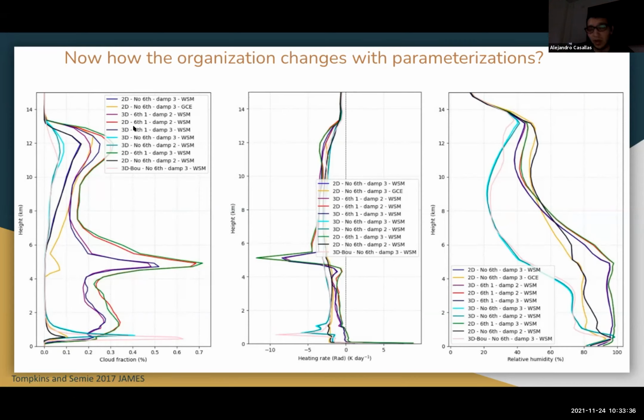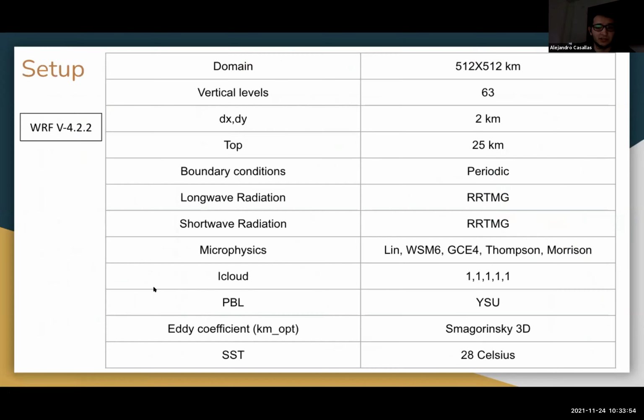And even if you add an extra numerical diffusion, you could produce, for example, this type of melting level clouds that are not something that we would expect. So this tells us, okay, parameterizations are important, so let's study them. That's what I'm doing now.